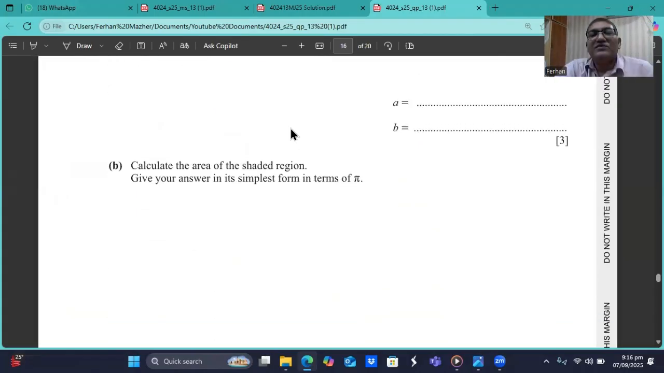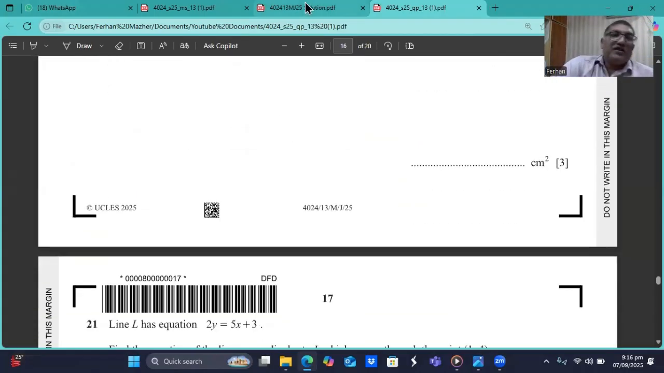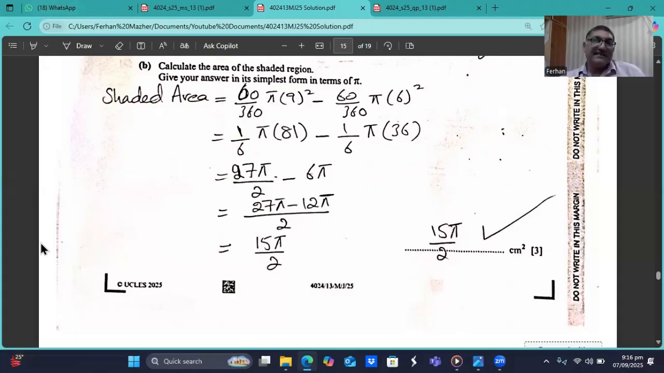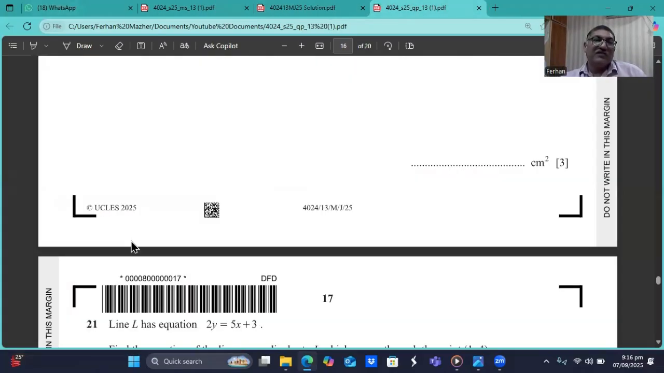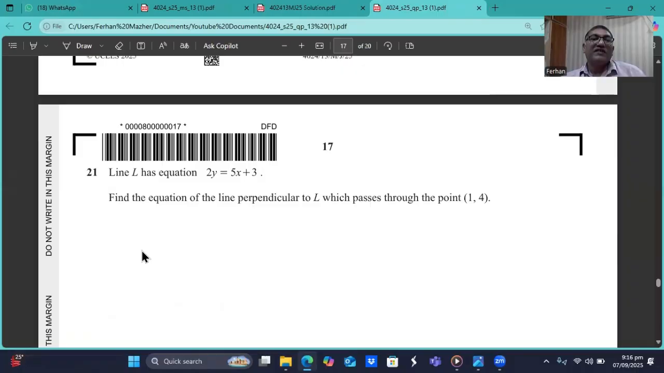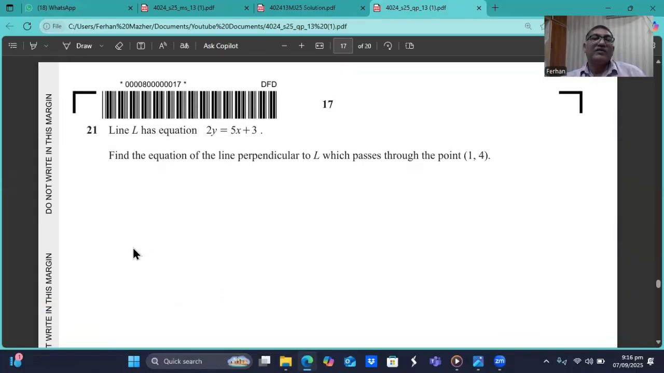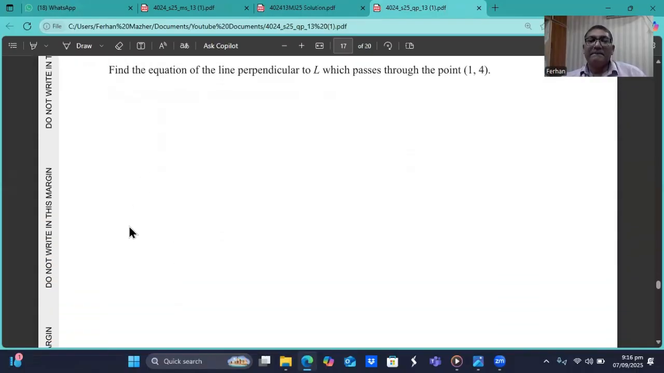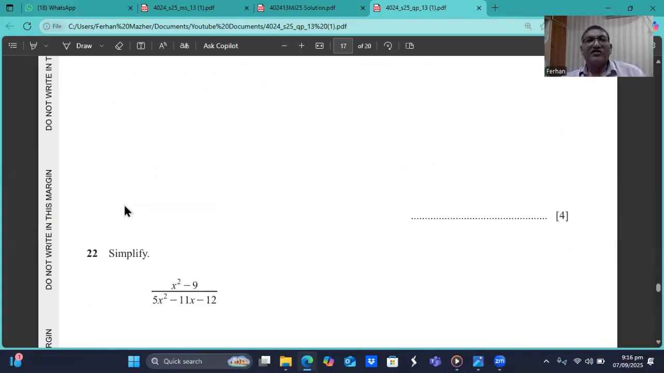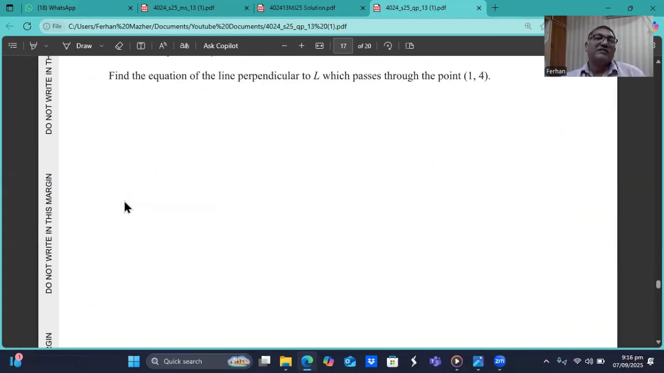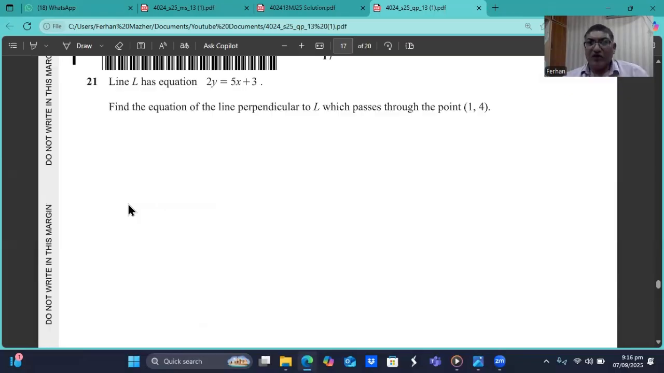So that was question number 20, part B. I hope you understand this. This is how this is done. Now we are going to question number 21, and here we go. It's a 4 marks question. Question number 21 coming up on your screen.